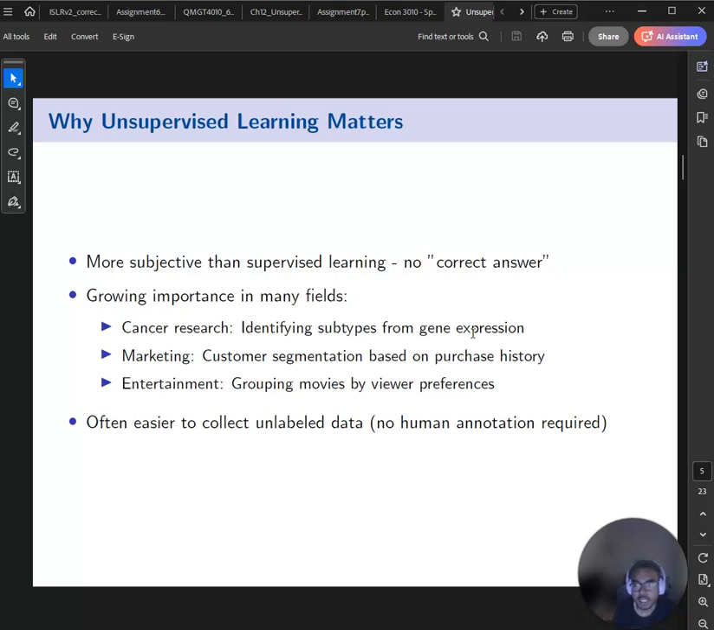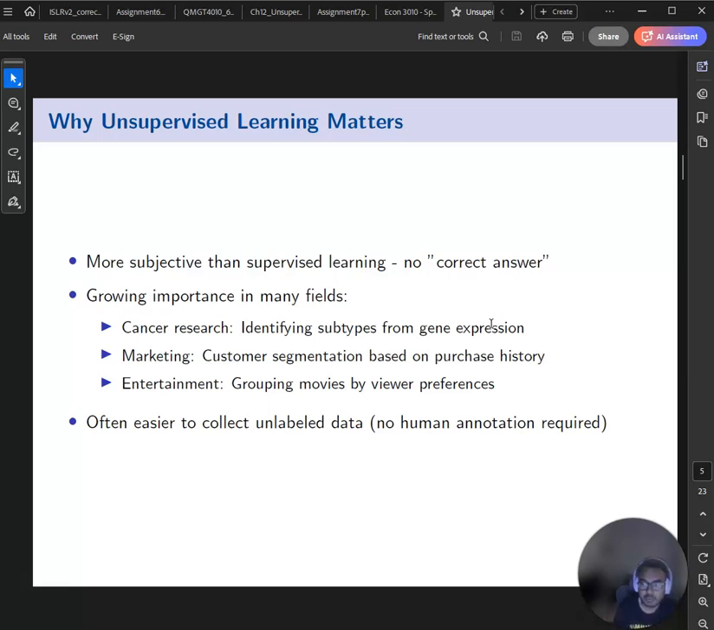But despite this subjectivity, unsupervised learning has growing importance across many fields. In cancer research, for instance, it's being used to identify subtypes of cancer from gene expression data, leading to more targeted treatments. In marketing, companies use it for customer segmentation based on purchase history, allowing for more personalized marketing strategies. And in entertainment, streaming services use unsupervised learning to group movies by viewer preference and therefore power recommendations.